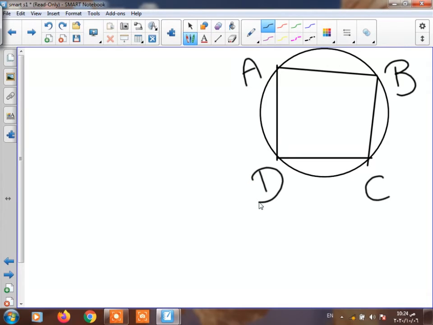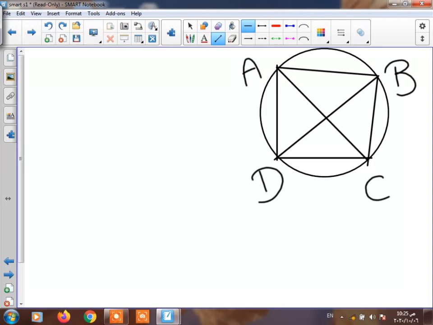Or if you have two angles that have the same measure, and have a common base, and both are on the same side of this base, so angle 1 equals angle 2, and they have the same base, and they are both up, then this is a cyclic quad.